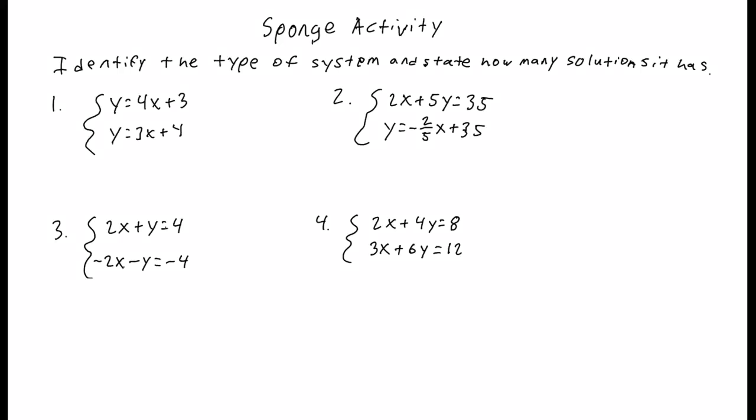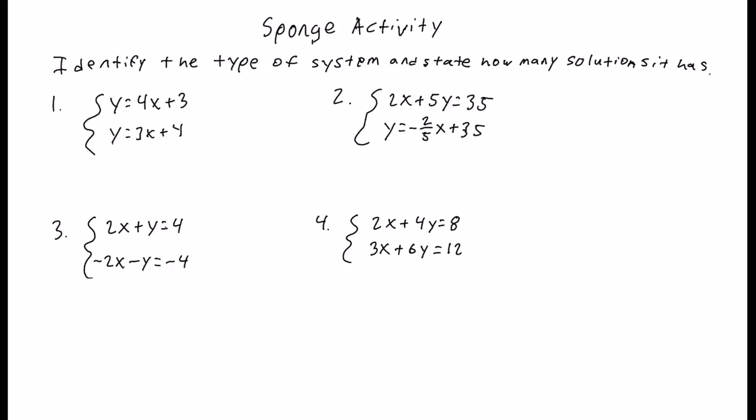Alright, now time for the sponge activity. Identify the type of system and state how many solutions it has. For each one, I want you to say what the type of system is, and then state how many solutions that system will have. If it has only one, you don't have to solve it. In the future, a lot of times you will have to solve it, but in this case, I just want you to state the type of system and how many solutions it has.